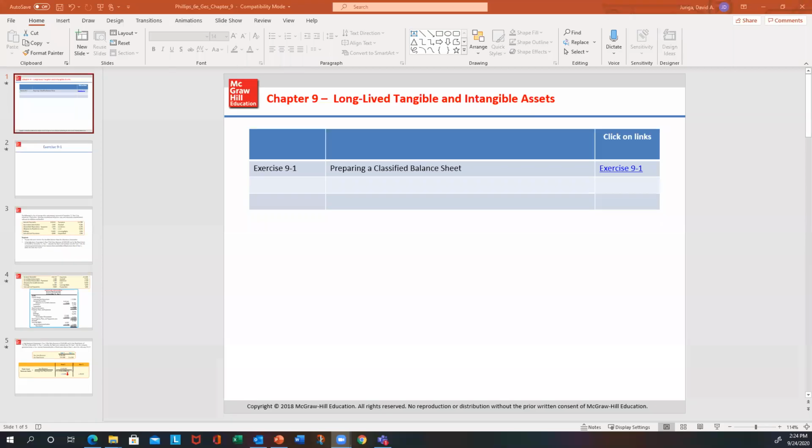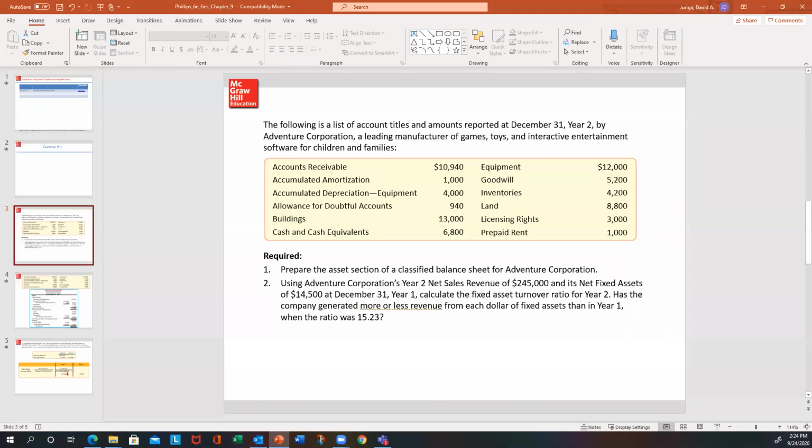All right, so here's another problem on the Chapter 9 textbook. This is preparing a classified balance sheet. So let's take a look at the data. For this one, notice it's a December 31st year 2, Adventure Corporation. So we've got a list of all of our different accounts.